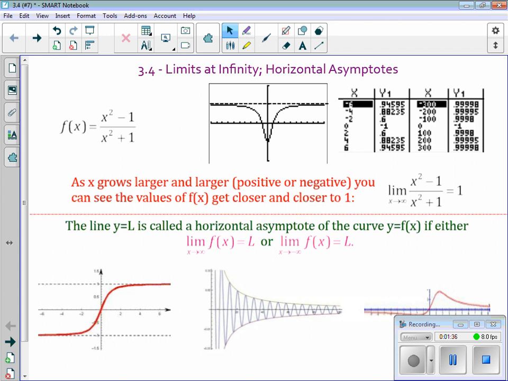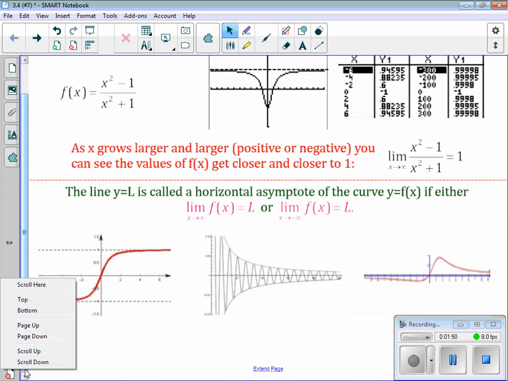So how many possible horizontal asymptotes can you have? Can you have 20 horizontal asymptotes? No, you can't. Can you have one? Yeah, can you have two? So let's look at the pictures down here. Okay, look at the first picture. Do you see how as we're going to the right, there's one value that's approaching, and as we go to the left, there's a different value you're approaching? So there's a total of two possible horizontal asymptotes.